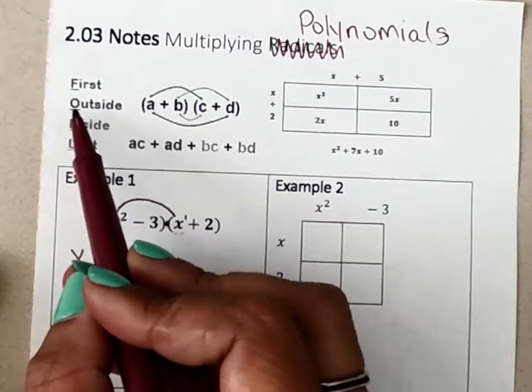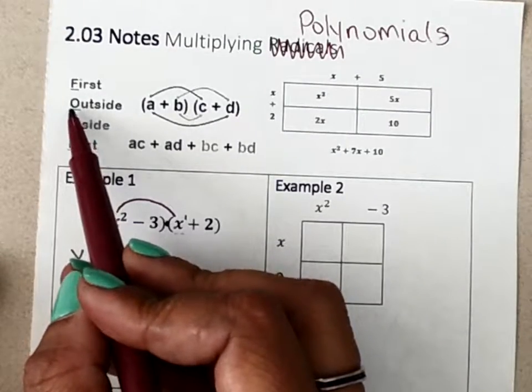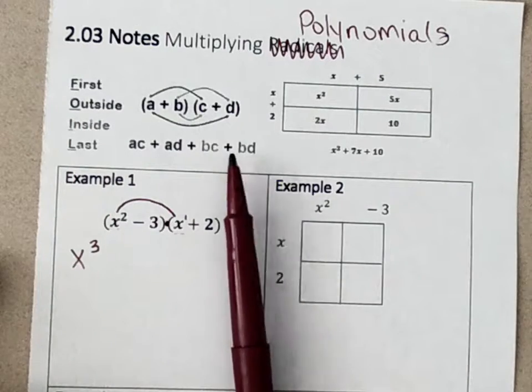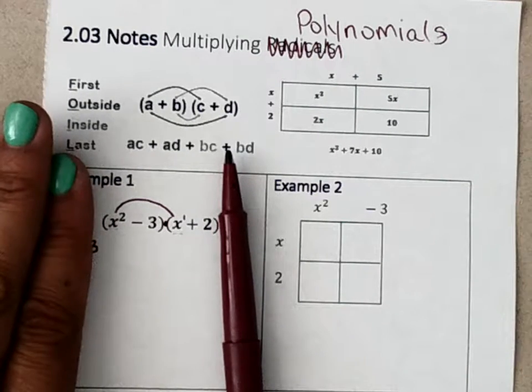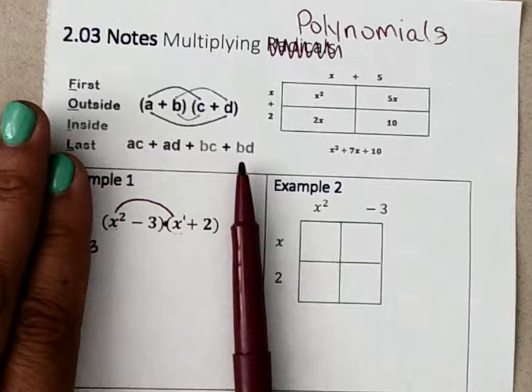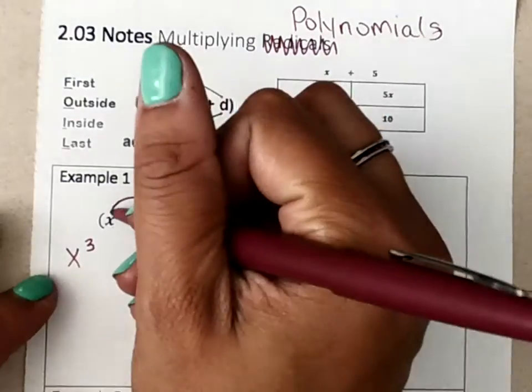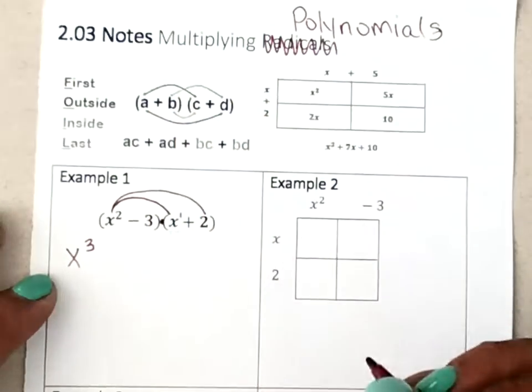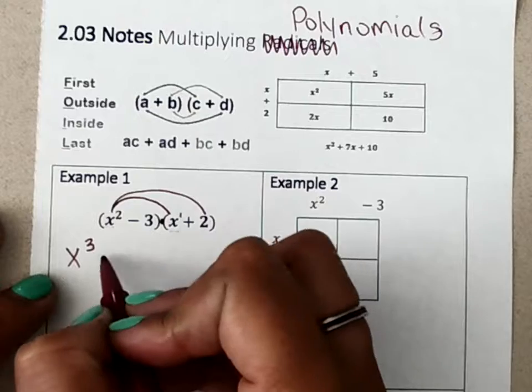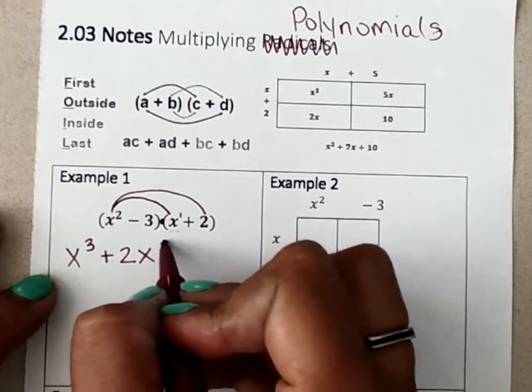The second thing is we're going to multiply the outside terms. The outside refers to the sides of the polynomials. So I know that the outermost term is 2 and the outermost term is x to the second power. So I multiply these two and I get 2x squared, positive 2x squared.